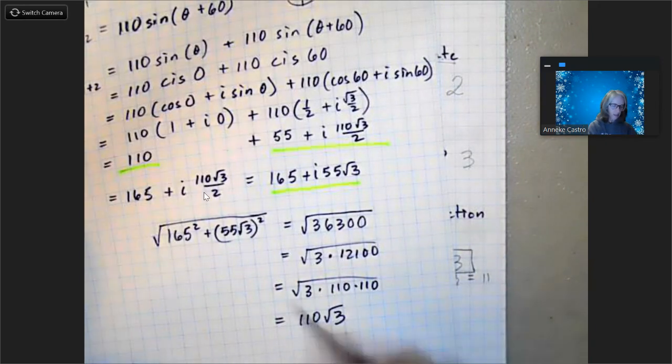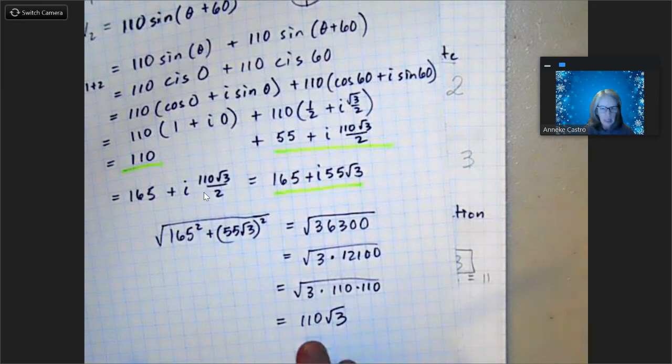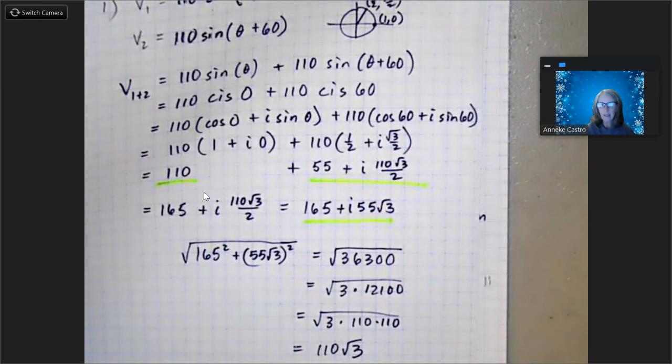So all I needed to do was find the magnitude. I don't need to find the phase shift for the resultant voltage. I just needed to find the magnitude. And there it is. All right, awful lot.